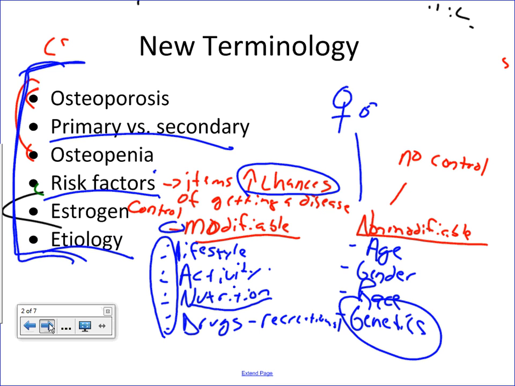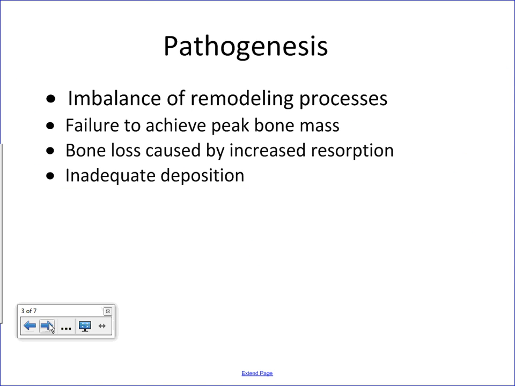All right, so now let's get into the pathogenesis of osteoporosis. Basically, osteoporosis is an imbalance of the remodeling process. And remember, we've mentioned before that bones are not only the most organized, they're the most dynamic form of connective tissue within the body. Okay, bones are constantly adding and shredding layers off of themselves. Okay, but we normally have a balance between these activities.